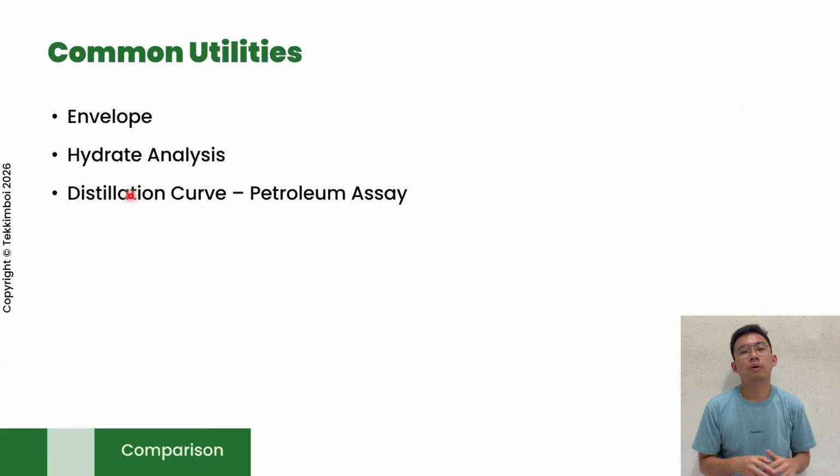So from the utilities that I have explained before, I could see there are some common utilities available in all software, such as envelope, hydrate analysis, and also distillation curve or petroleum assay, something related to the normal boiling point of petroleum.